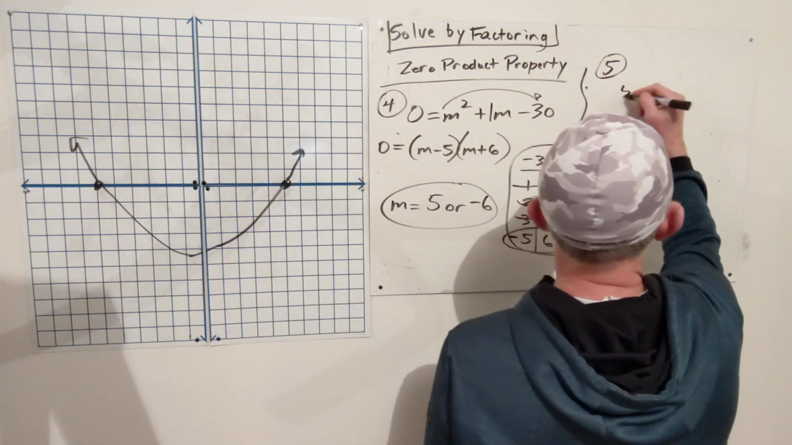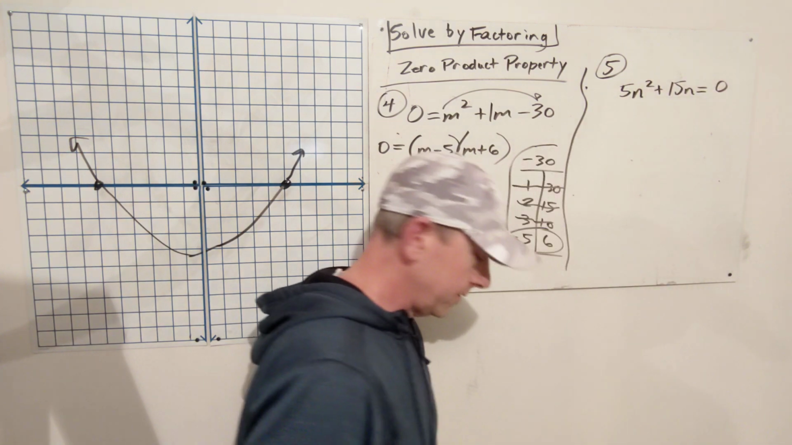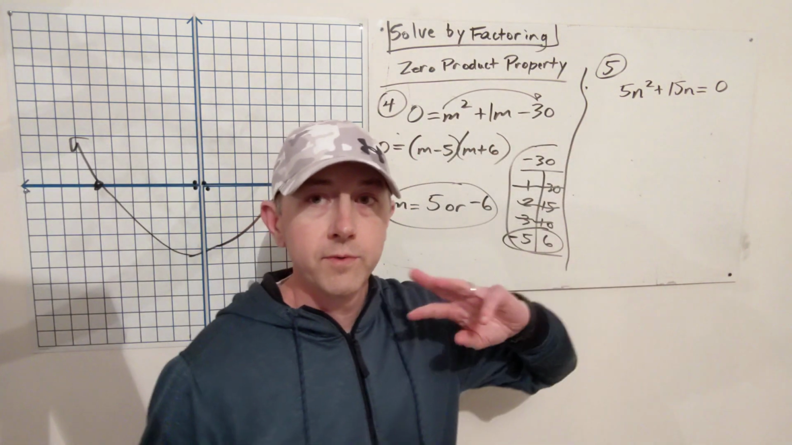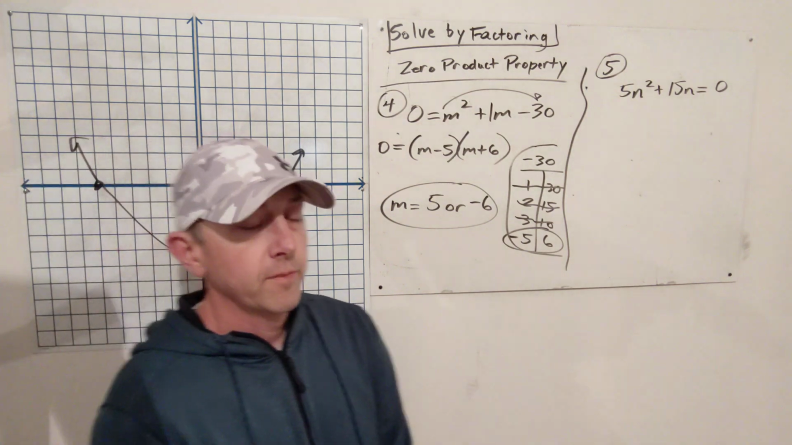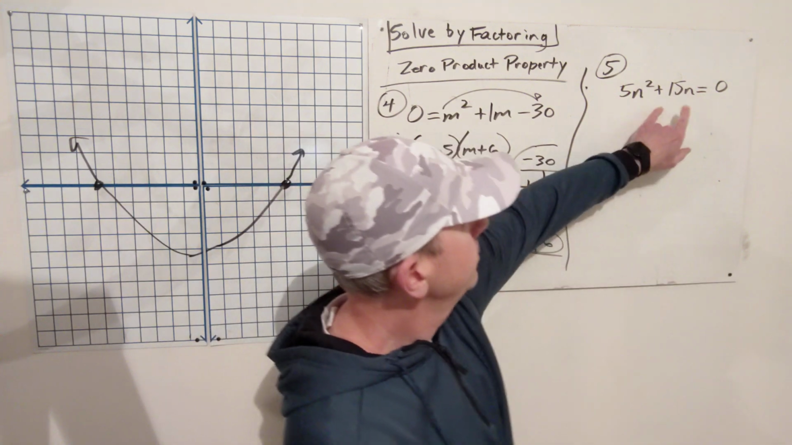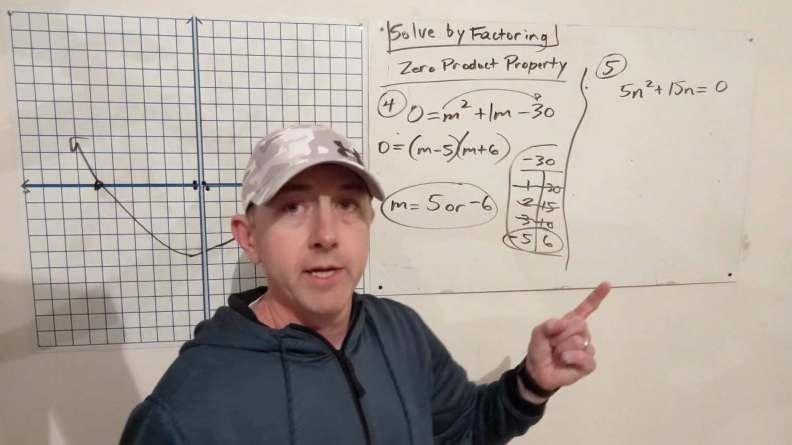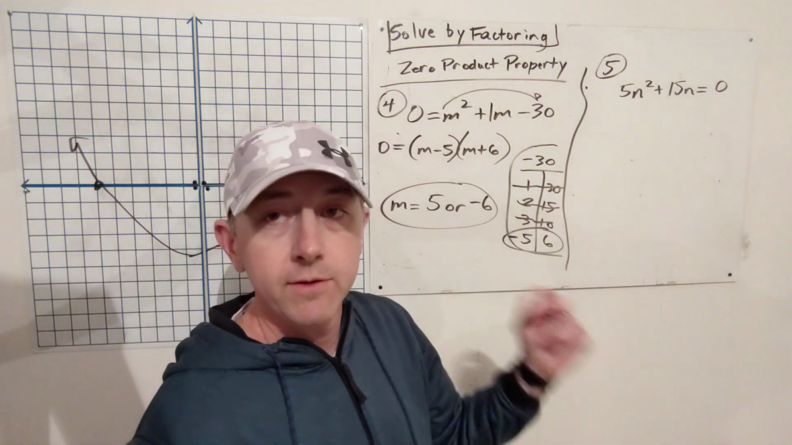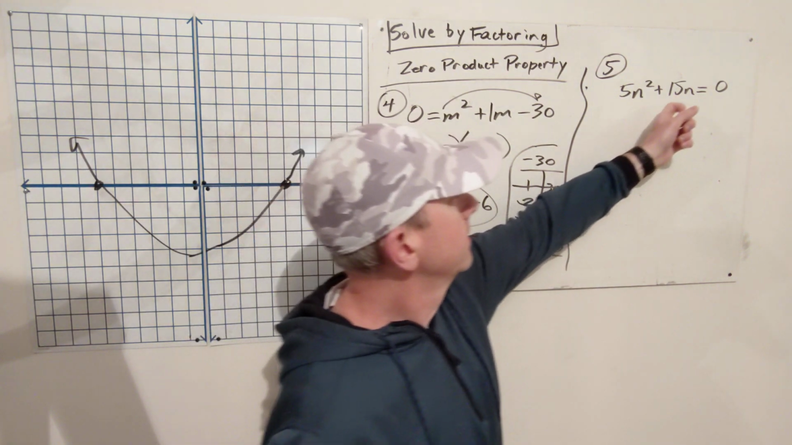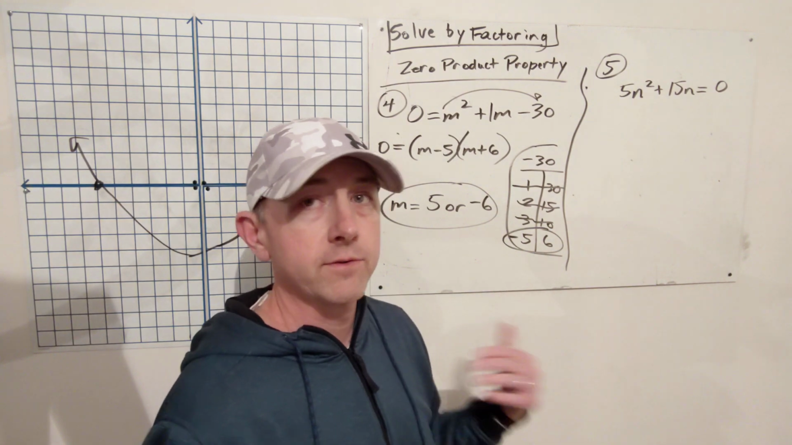5n squared plus 15n equals 0. Okay, so for this one, we don't have a trinomial. Trinomial's 3 terms. I know it's been over a month now, we've probably forgotten a lot about all this stuff. But now we only have 2 terms. 2 terms is a binomial. So when we have a binomial, we can look for either special cases by difference of squares or factor GCF. These are neither perfect squares, and this has a variable. So because of that, the only option we have is to factor the GCF.